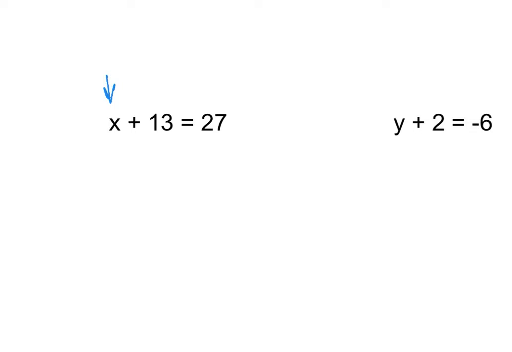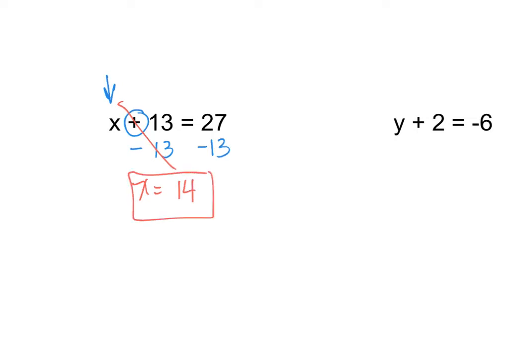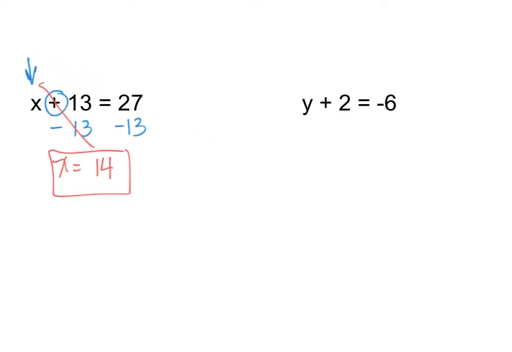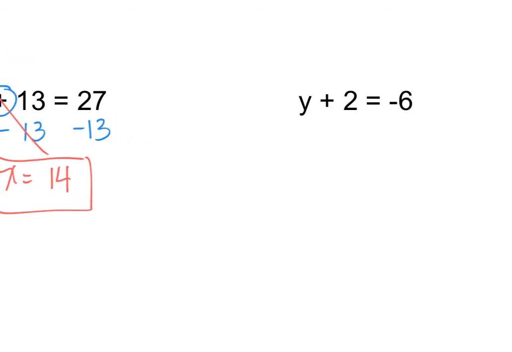In order to get x alone, we have to do the opposite operation that we see. I see a plus sign, so I know I'm going to subtract. So we're going to subtract this 13 from both sides. When we do that, we're left with x equals, and then these will cancel. You should always cancel something. And then 27 minus 13 will give us 14. So x equals 14.